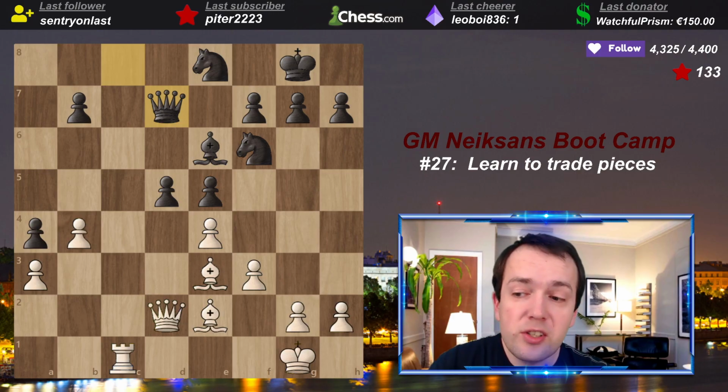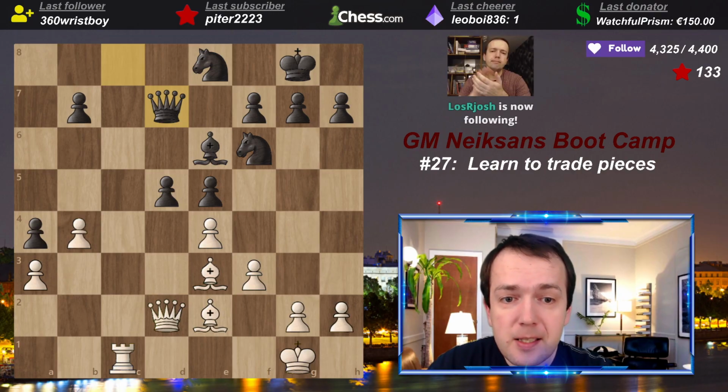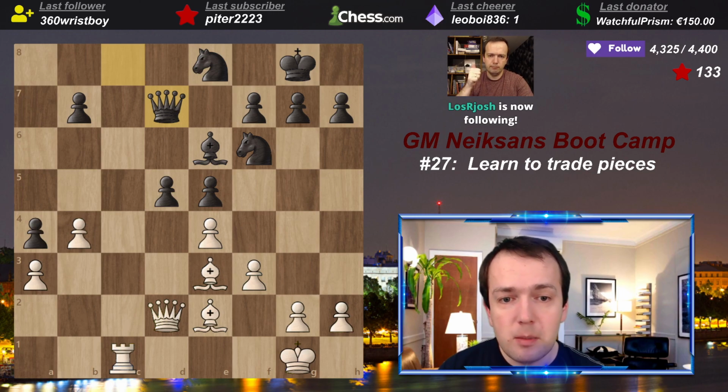Why trade? Because we're simplifying. Again, remember this rule: when you're enjoying a material advantage, try to make as many piece trades as possible.